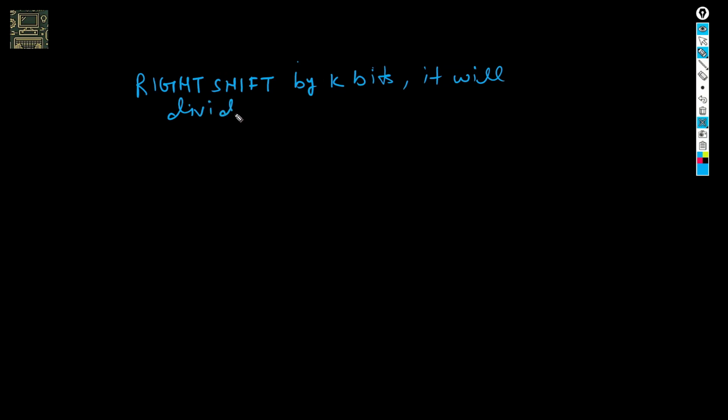So when we do the right shift of a 2's complement number by k bits, it will divide the number by 2 to the power k. The vacant position will be filled by the sign bit.